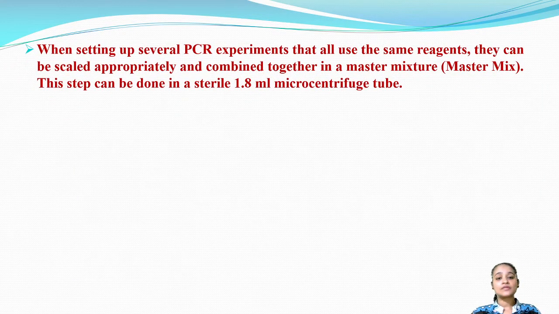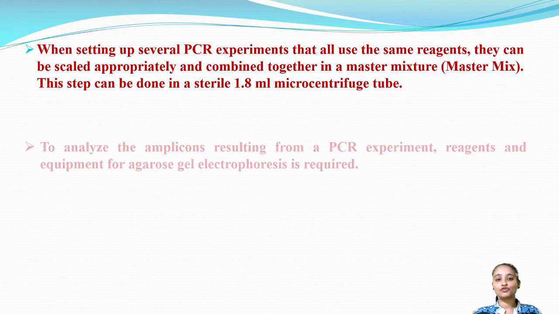So when setting up several PCR experiments that all use the same reagents apart from your DNA template, they can be scaled together and combined together in a master mix. So you can prepare the master mix in a sterile 1.8 or 2 ml microcentrifuge tube.